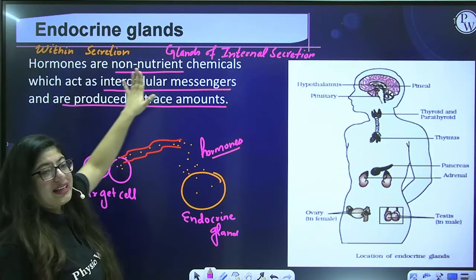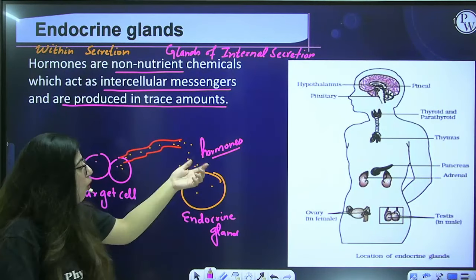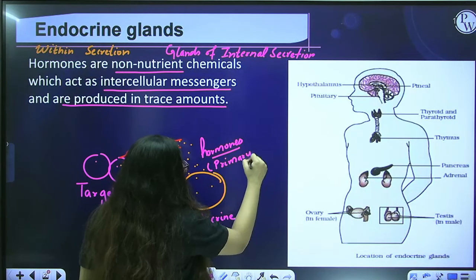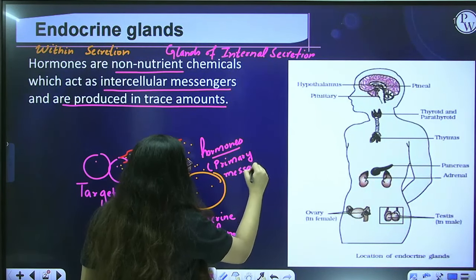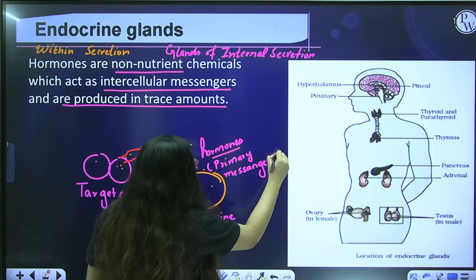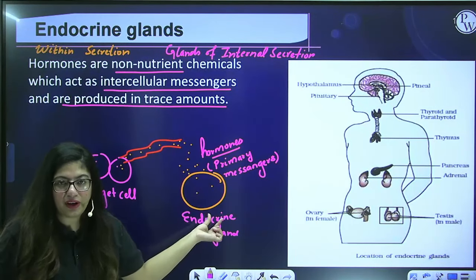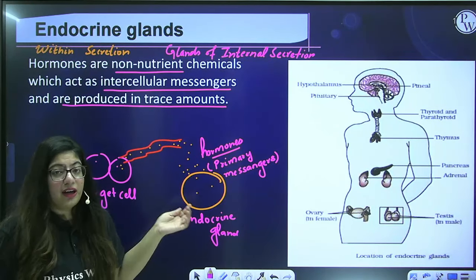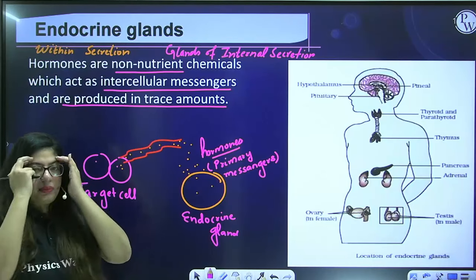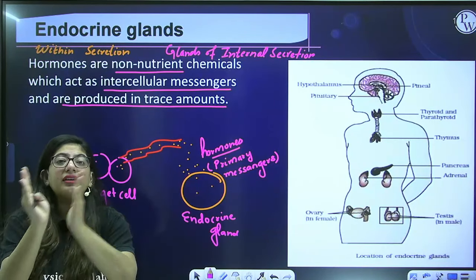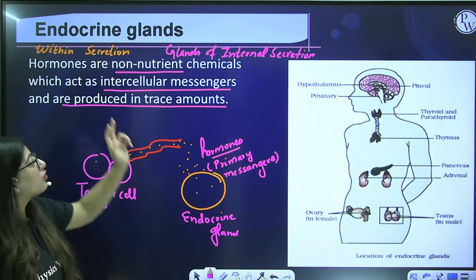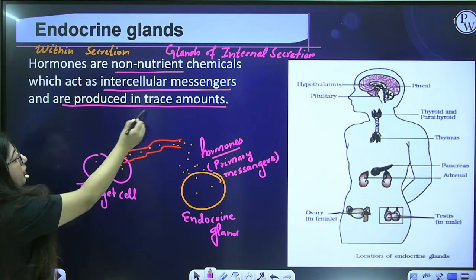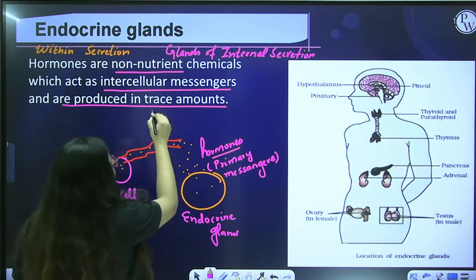Second, hormones act as intercellular messengers. Sometimes they are also known as primary messengers, because they take information from the cells of the endocrine gland and give it to the target cell. Inter means between two cells, so it sends information between two cells. That's why you call it an intercellular messenger. It is produced in trace amounts. Trace means very small amounts.